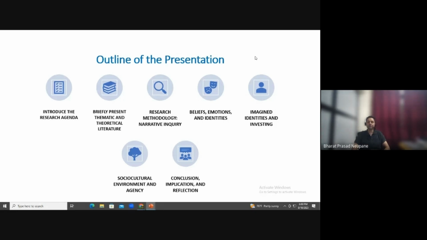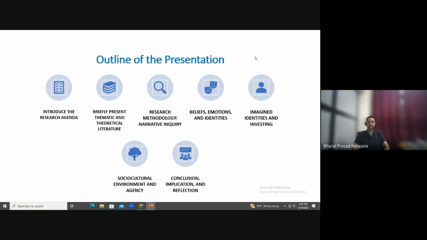I have done thematic analysis of data received from my participants and developed three major themes: beliefs, emotions, and identities; imagined identities and investing; and sociocultural environment and agency. Particularly here, I'll be discussing how English language teachers construct their identity in interaction with their learning environment, how their emotions are influenced by environment and other factors, and how beliefs and emotion influence their identity construction or their professional development, and how imagined identity and investing in the imagined identity influence the identity or the professional development of teachers.